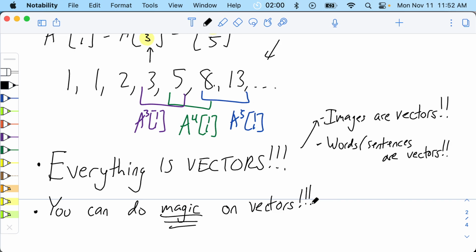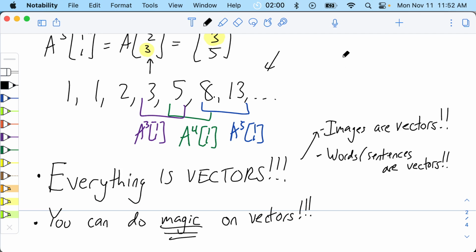And this magic is sometimes just mind-blowingly impressive. And the thing I want to start with is you have the Fibonacci numbers, and you might think, how much work is it? Let's try to calculate the 100th Fibonacci number.